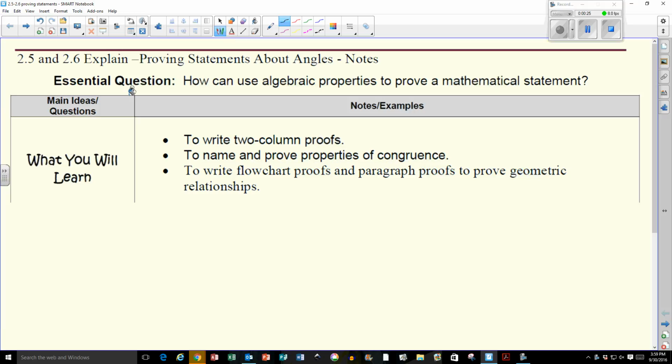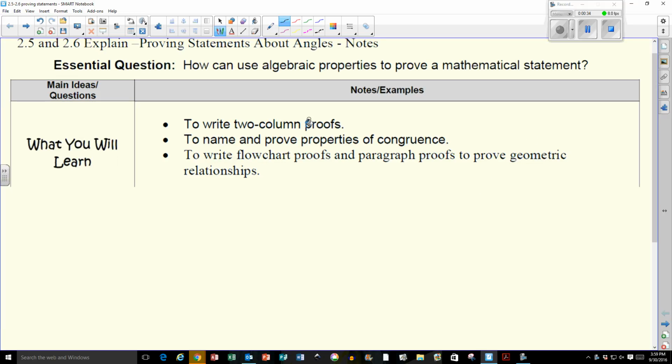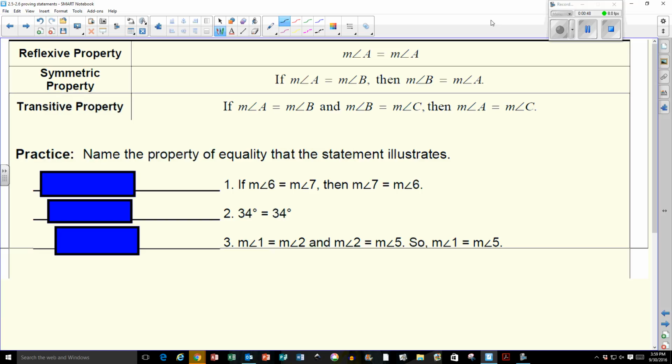All right, the essential question: how can we use algebraic properties to prove mathematical statements? So we're going to be writing some more two-column proofs. We're going to name and prove congruence, properties of congruence, and we're going to just take a quick look at flowcharts and paragraph proofs. Not my favorite proofs, so we're not going to spend a whole lot of time on them. All right, so here we go.